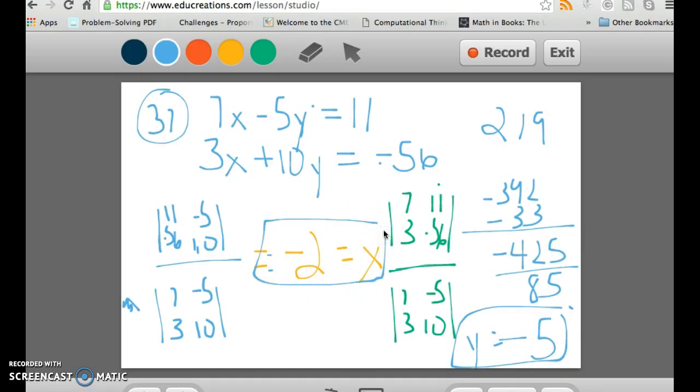And if we check that, -14 plus 25 equals 11. And then over here we've got -6 plus -50 equals -56. So yeah, it works. So that's how Cramer's rule works. And I hope we can use Cramer's rule for 3x3s, but those are super challenge problems. If you can do it with 2x2s, you're in good shape.